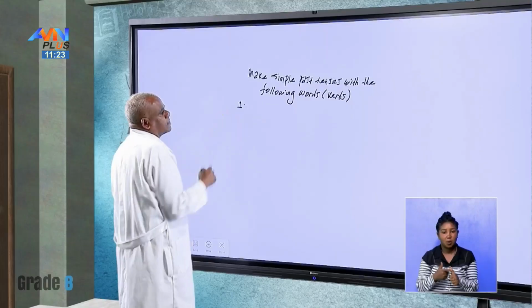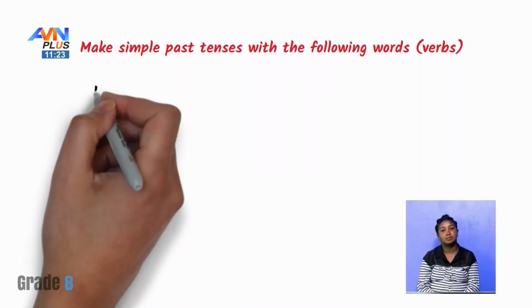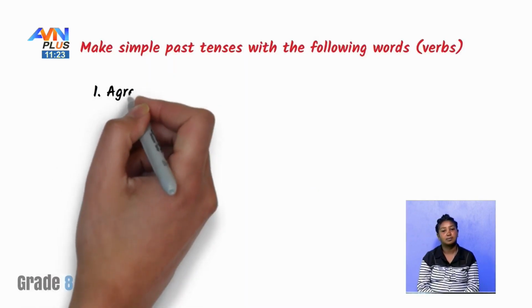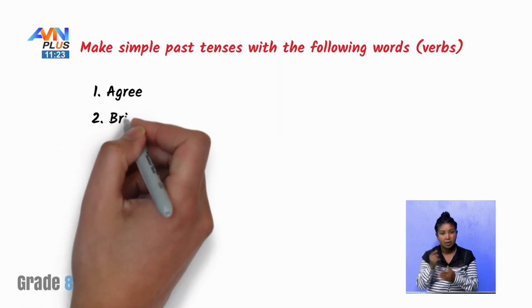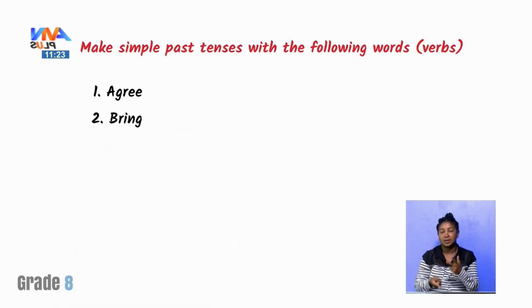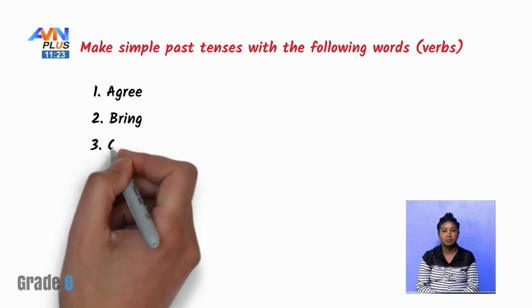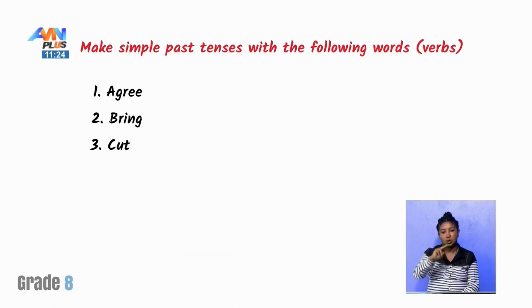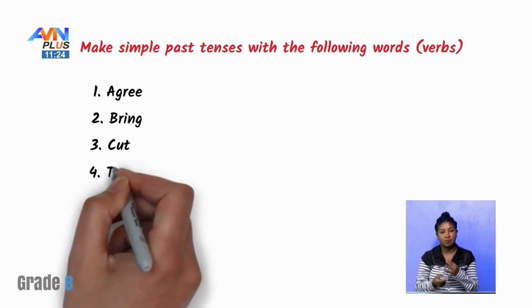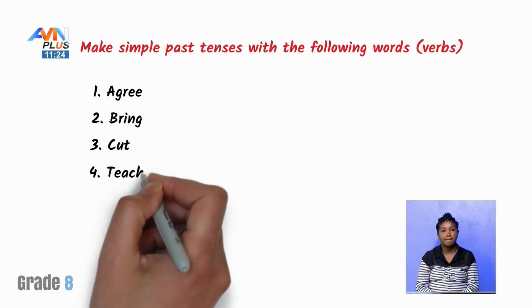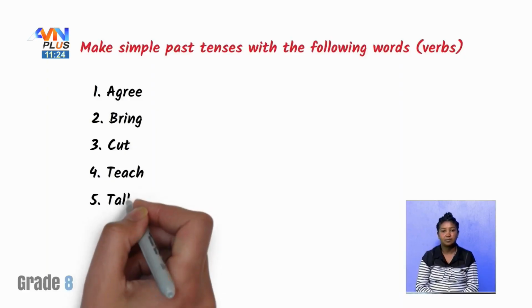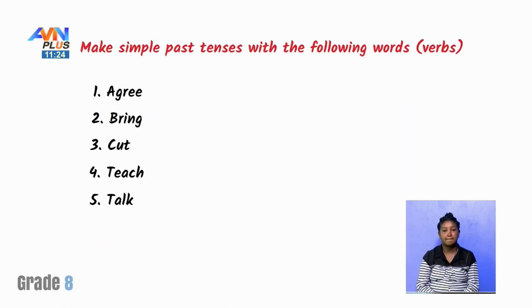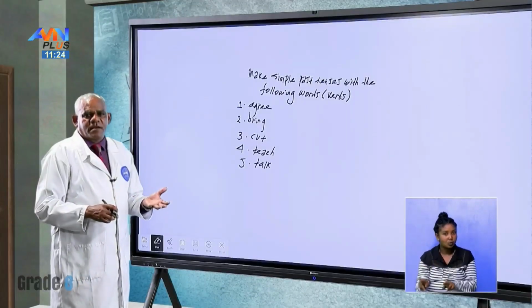Number one, agree. Number two, bring. Number three, kid. Number four, teach. Number five, check. Don't forget that some belong to the regular verbs, others are irregular verbs.